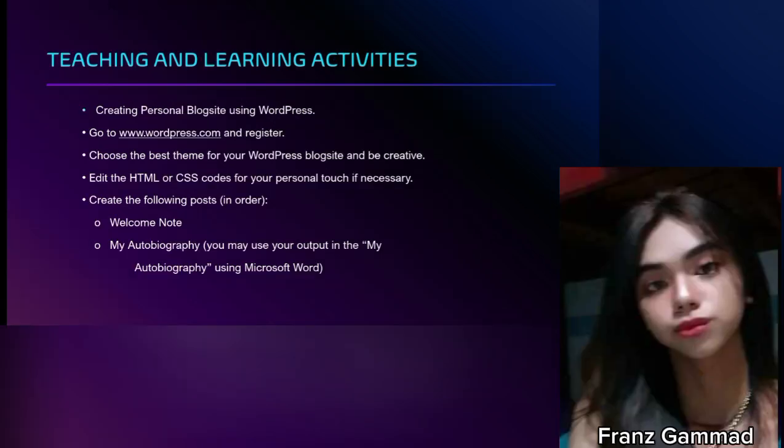Teaching and learning activities. Creating a personal blog site using WordPress. First, go to www.wordpress.com and register. Second, choose the best theme for your WordPress blog site and be creative. And last, edit the HTML or CSS code for your personal touch if necessary.